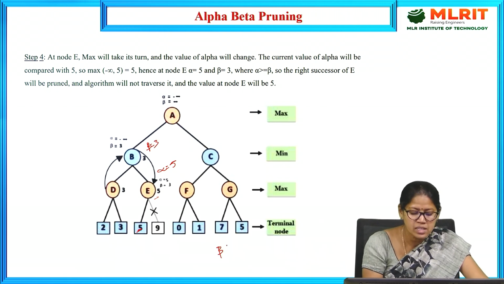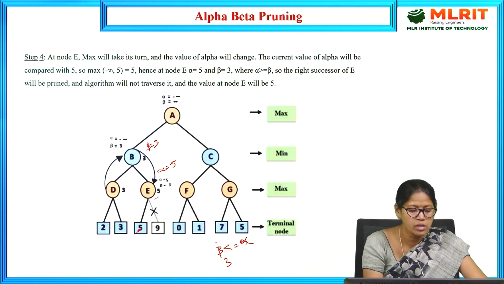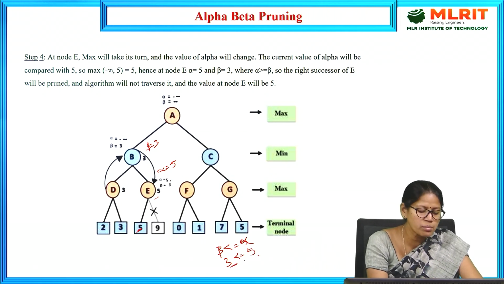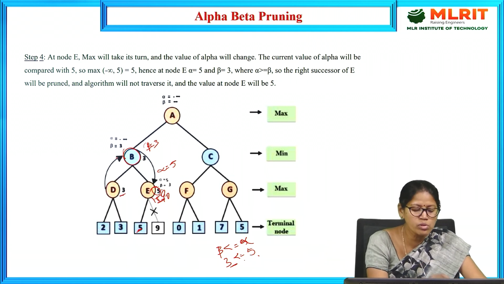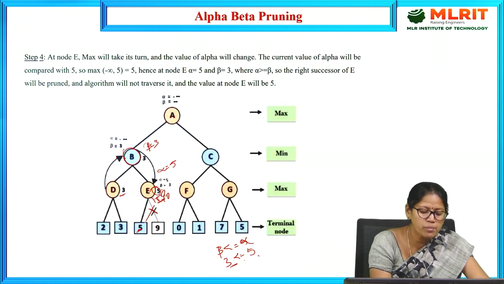Beta is less than or equal to alpha. What is the beta value? 3. What is the alpha value? 5. 3 is less than or equal to 5. Whatever node comes here, for example not only 5, if it is 10 or 100 also, it won't affect this B node. So beta will take only the minimum value. A lesser value is already taken by beta, so it won't go to that next branch; it will be pruned.